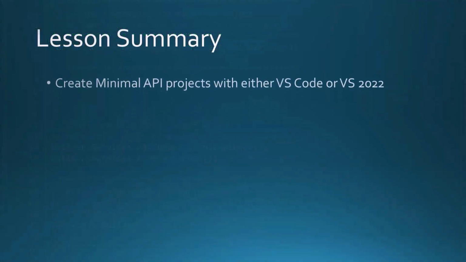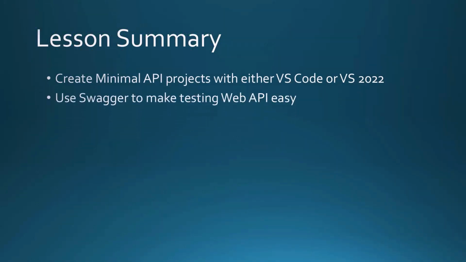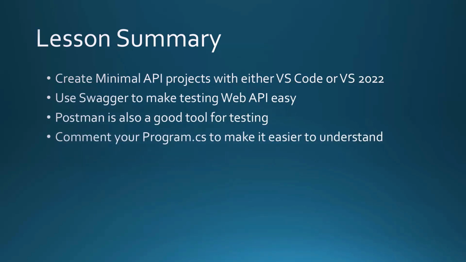In this lesson, we saw that we can create minimal API projects with either Visual Studio Code or Visual Studio 2022. We really should use Swagger. It makes testing our web APIs much easier. Postman, also a great tool for testing. I actually use that quite a bit. And also, you should put some good comments into your program.cs file because it'll make it a lot easier to understand and kind of gives you clues of where you're supposed to put things.